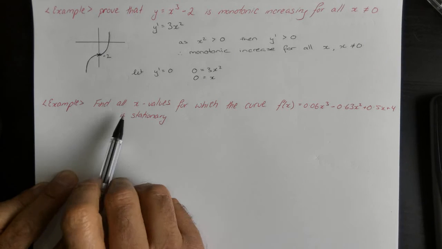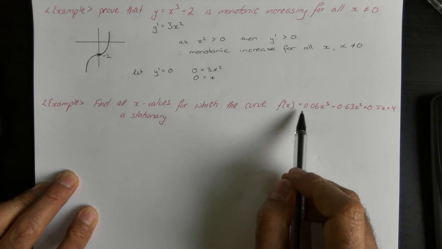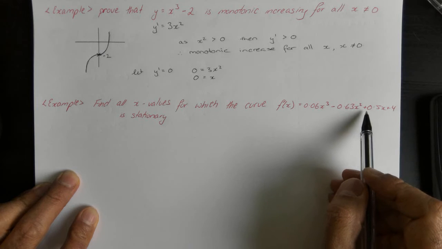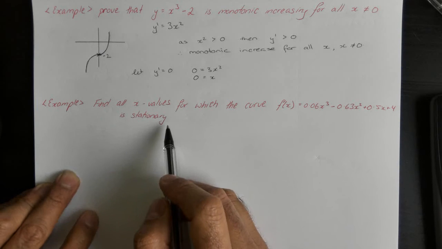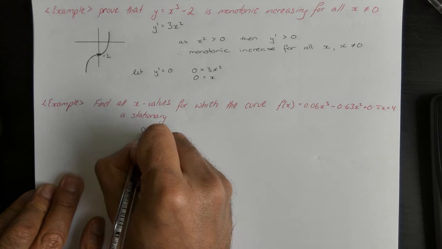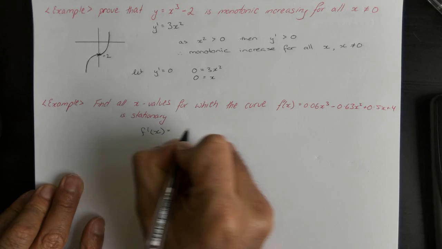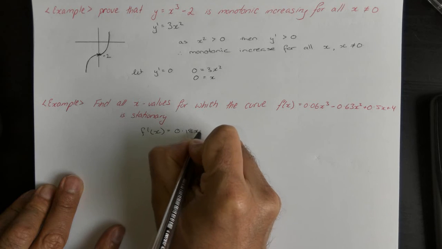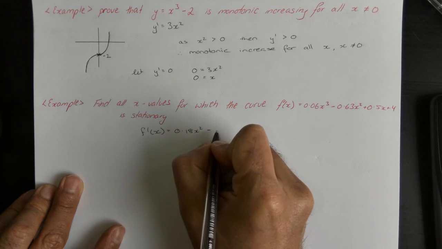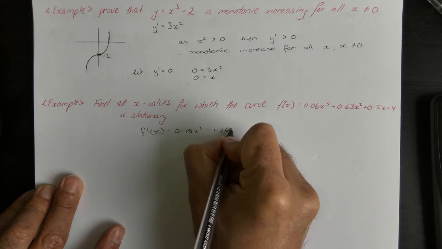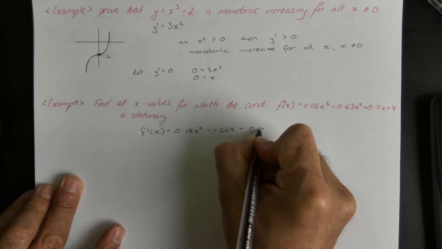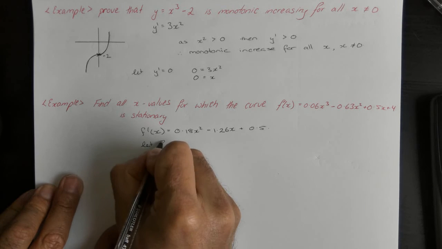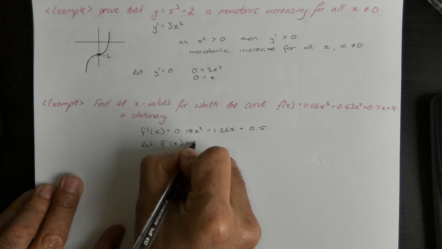Okay, so find all x values for which the curve f of x equals 0.6x cubed minus 0.63x squared plus 0.5x plus 4 is stationary. The first thing we want to do is find the derivative. We multiply that down, so I get 0.18x squared minus 1.26x plus 0.5. So we want to let f dash of x equal 0.